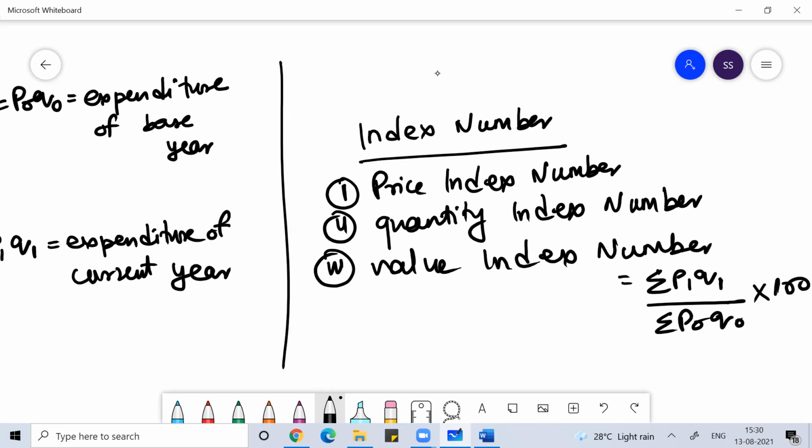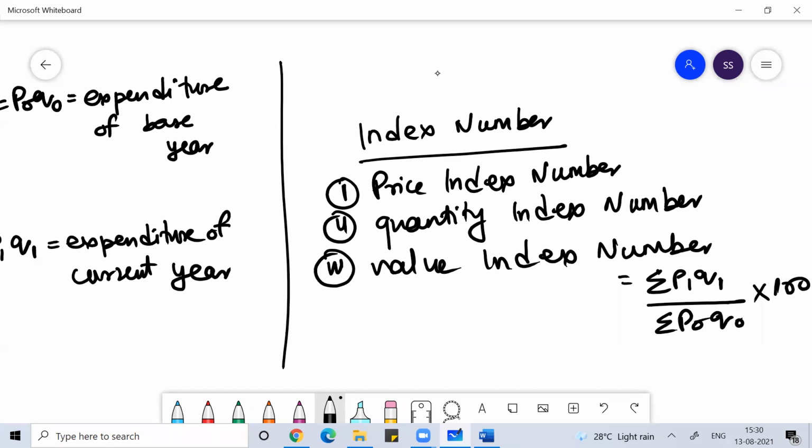Any doubt, anyone? With relevance to price, when I'm analyzing the index number, we use price index while keeping a reference of quantity. When I talk about quantity index number, then I'll talk about quantity. And when I use price and quantity together, where I'm comparing the present year expenditure with the base year expenditure, then it is called value index number.